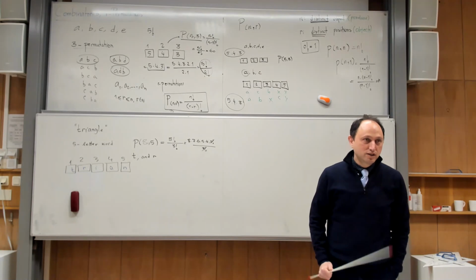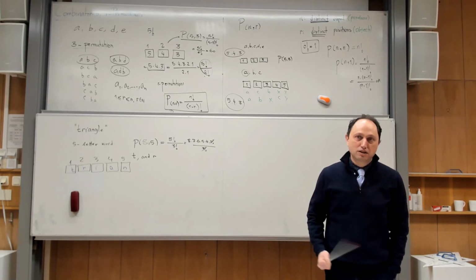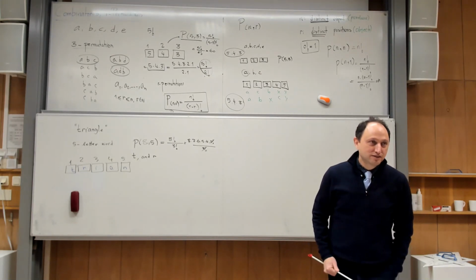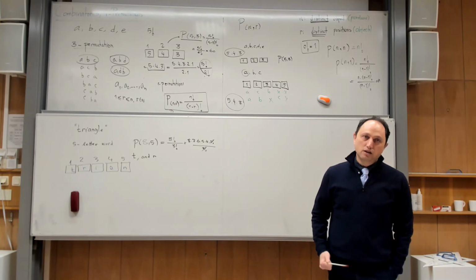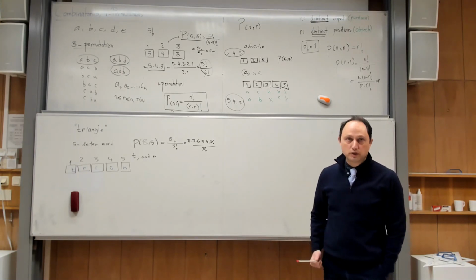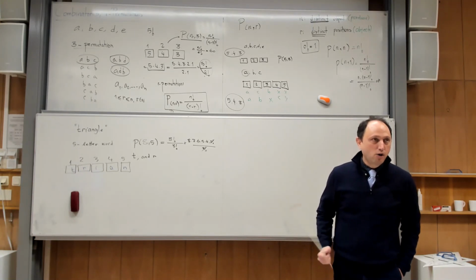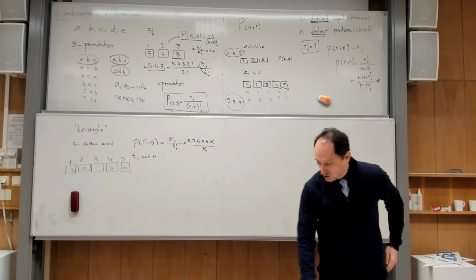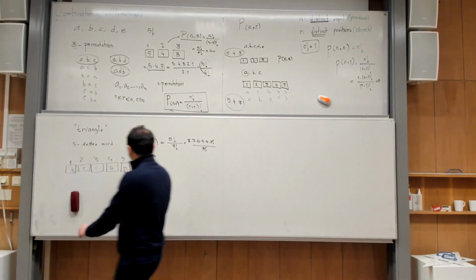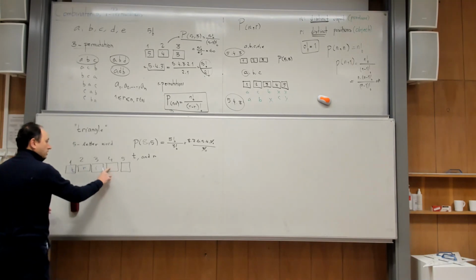What is the first task? Can you just say it in English or whatever? To position T and R somewhere. Yeah. Positioning T and R somewhere. Just stop here. How many ways can I do that? So the problem hasn't started yet. So how many empty locations do I have?